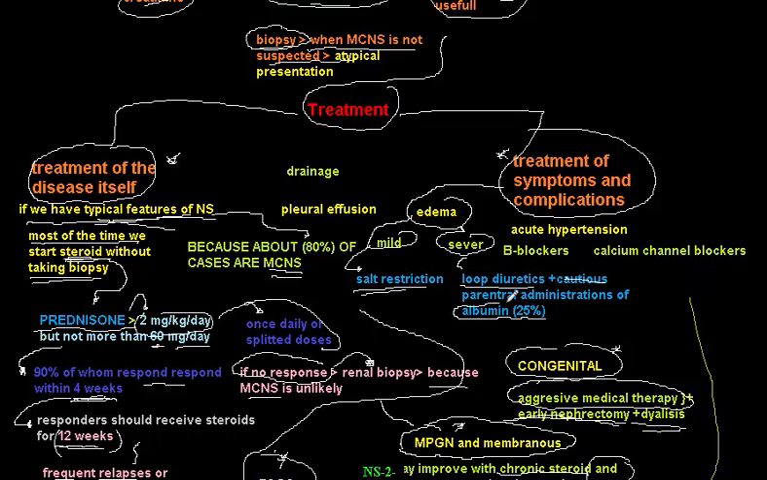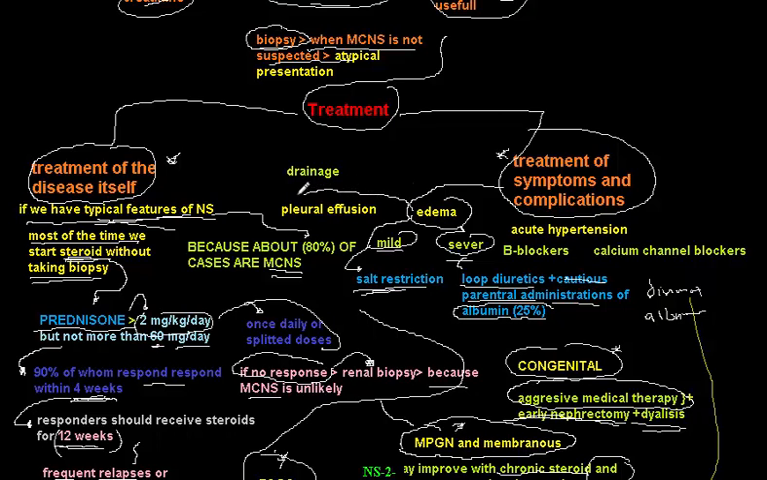You give 25% albumin, parenteral administration. So you give diuretics, and with diuretics you give albumin to prevent hypoalbuminemia. So this is treatment of edema. It depends on whether it is mild or severe. Mild, salt restriction; severe, the diuretics.